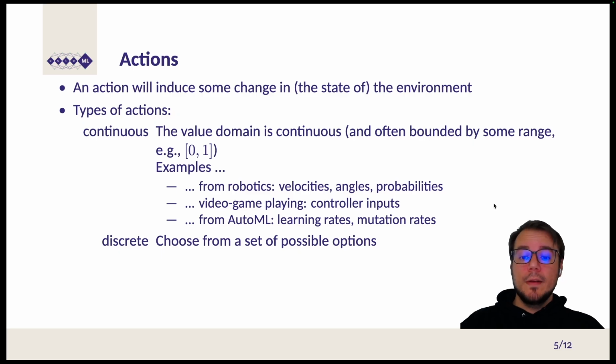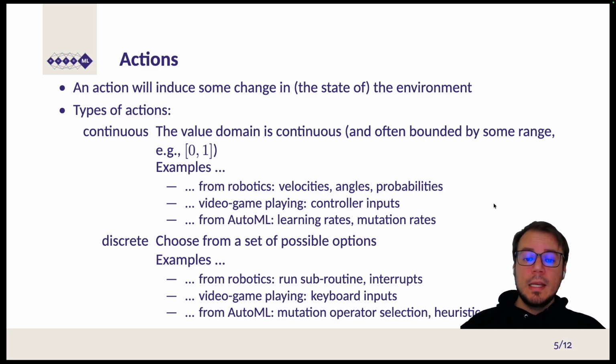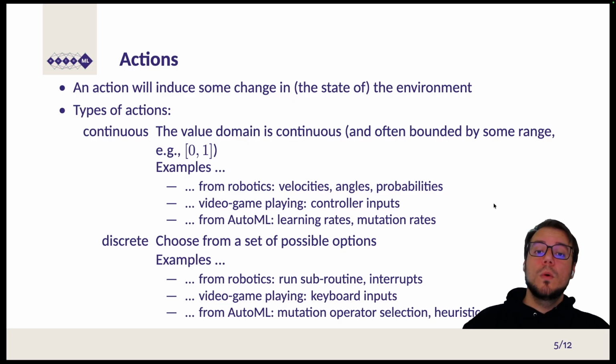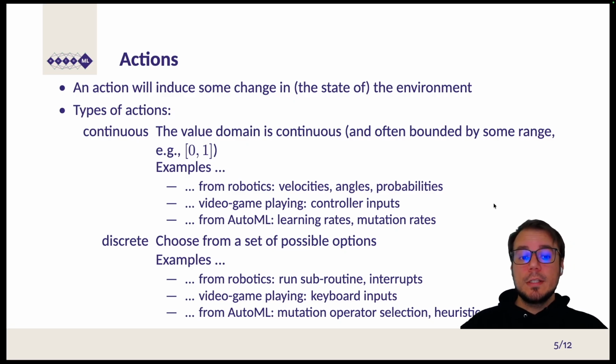Now, we also can have discrete action choices where we choose from a set of possible actions. And in robotics, that could mean you run some subroutine that you just follow for a while, or you trigger some interrupts which give you a discrete event that is happening. In video game playing, the counterpart to controller inputs are keyboard inputs where you just have discrete button presses rather than these continuous joystick operations. And in AutoML, you could think of mutation operators or some heuristics that you select and apply for a step or even multiple steps.